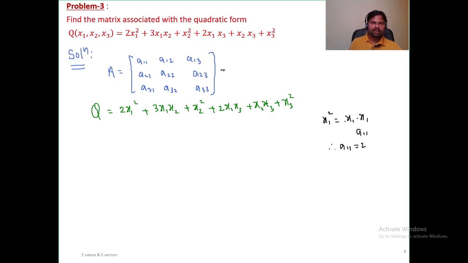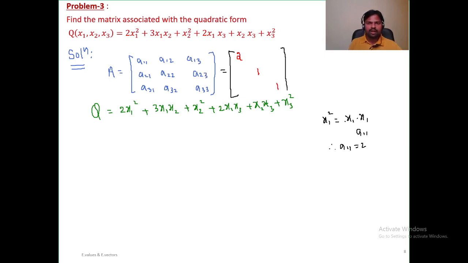Okay, let me write here itself. So I am writing here it is 2. First entry is over. Next, now what is this? I want a22. a22 means x2 into x2, x2 square. The x2 square coefficient is 1 here. So let me write the first diagonal entries: 2, 1. Next this is a33, x3 into x3, x3 square. The x3 square coefficient, how much here? 1. So here is 1. So diagonal entries are over.